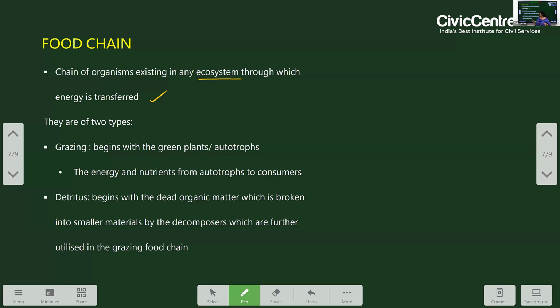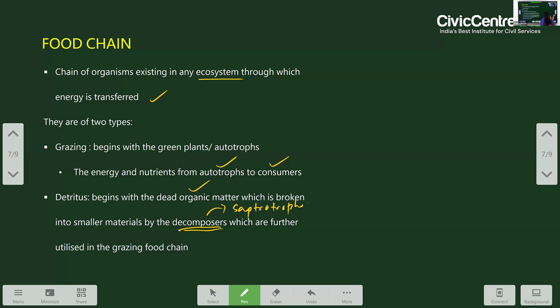Now, energy and nutrients are transferred from autotrophs to consumers in a grazing food chain, and a detritus food chain begins with the dead organic matter, which is then broken down into smaller materials by the decomposers or the saprotrophs, which further utilize the broken down food, and then this is again utilized by the plants through the soil for production of food again in the autotrophs.